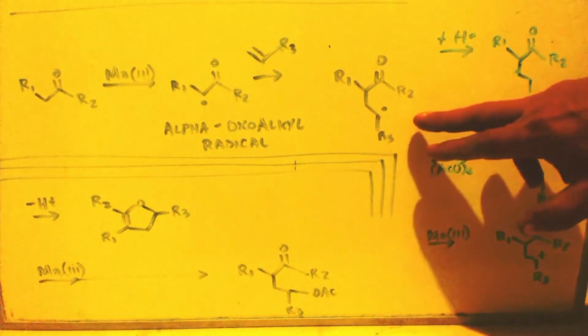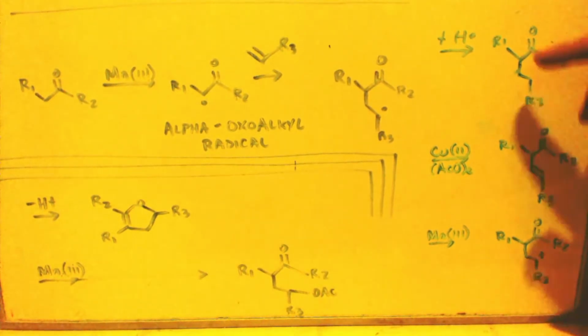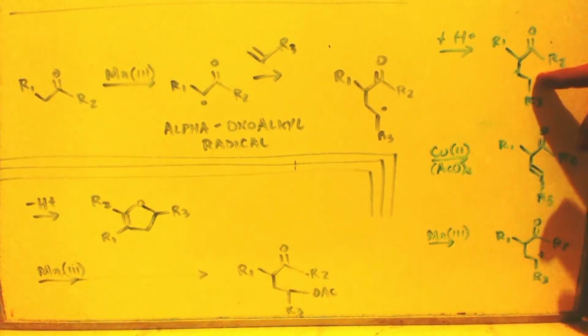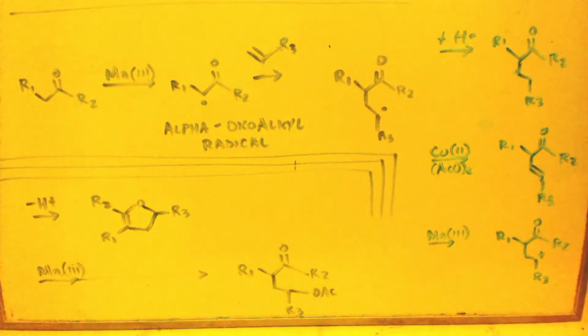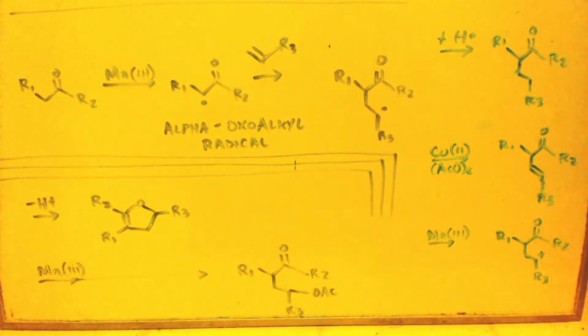And you could make it go from there to where you're just getting rid of the free radical. You're adding another hydrogen radical to make a single bond, right? Or you can add some copper 2 acetate into the solution, right? And you can make that into a double bond. You know what I mean?